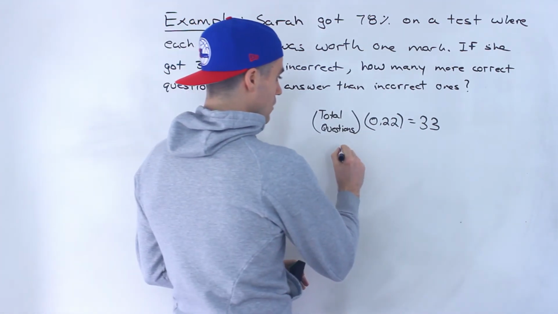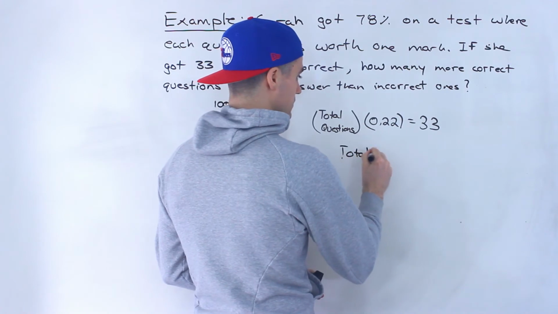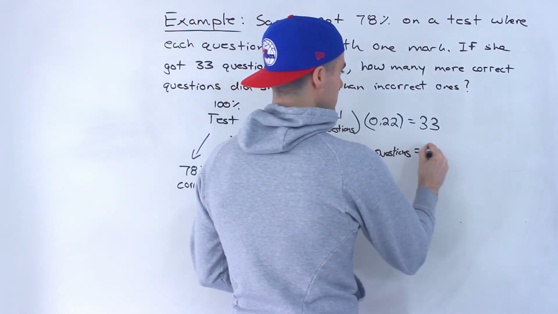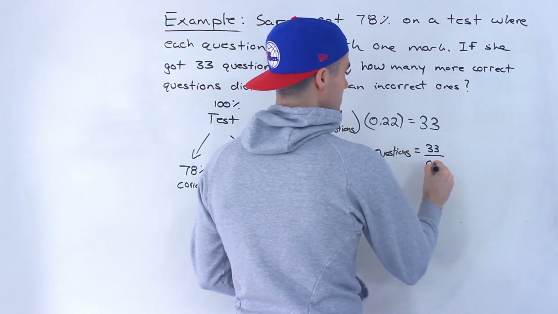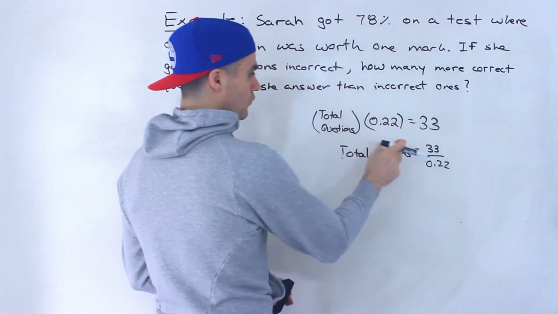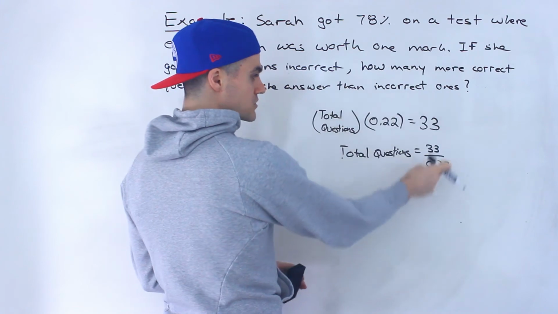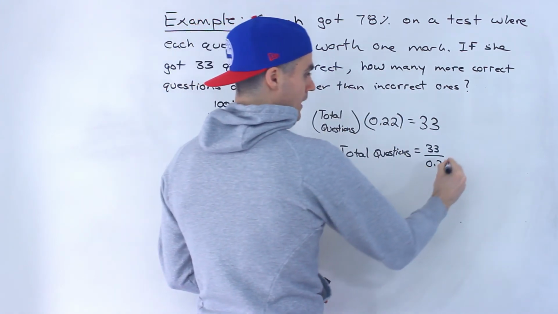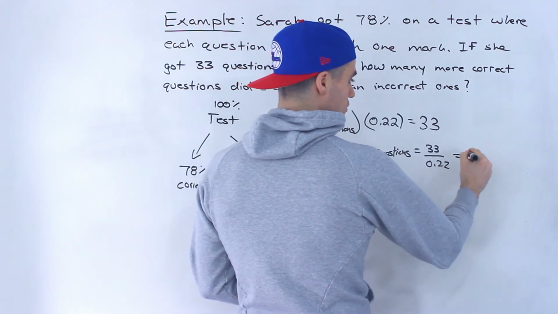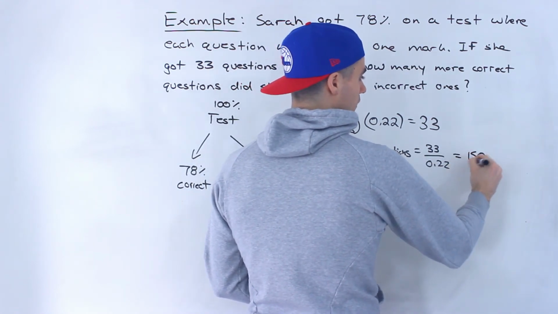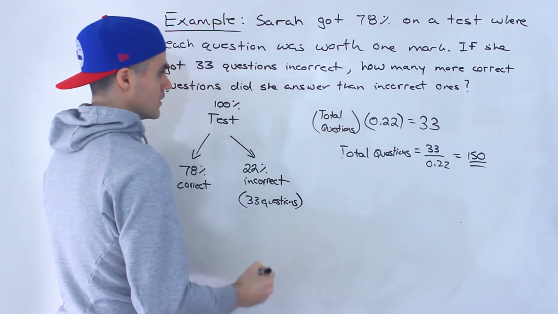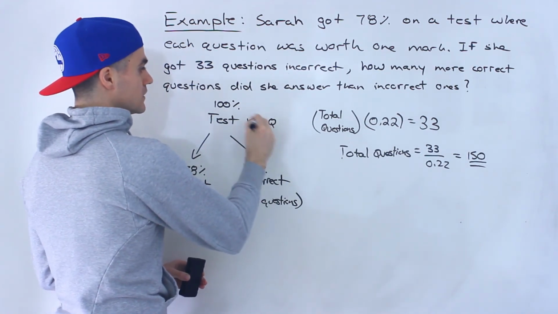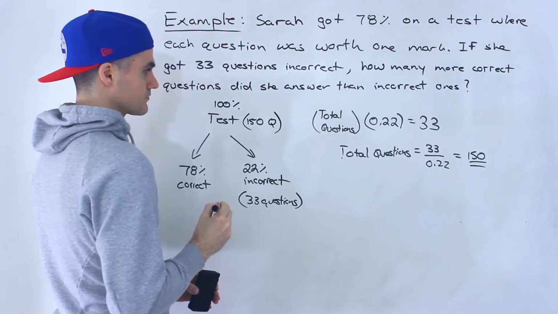And so we could solve for the total questions by taking 33 and dividing it by 0.22, right? To bring this over, because we're multiplying here, we would divide both sides by 0.22. So then the total questions would get isolated. And so from here, 33 divided by 0.22 would give us 150. So in total, there are 150 questions.